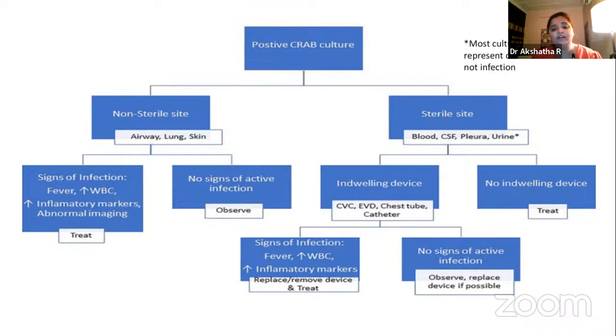And next, you have to look at whether there is any indwelling catheter or indwelling device. If there is an indwelling device like your CVC, EVD, chest tube, then look at whether signs of infection are present. If there are no signs of infection, observe and replace the device. That is the first and foremost. If there are signs of infection, you can start the treatment with replacement of the device. If there is no indwelling device, mostly it is significant infection, you will have to treat.